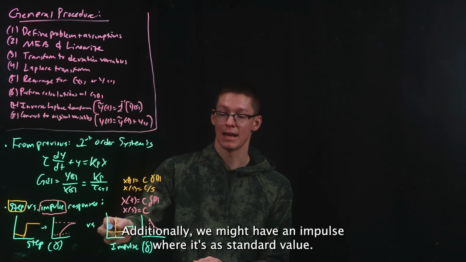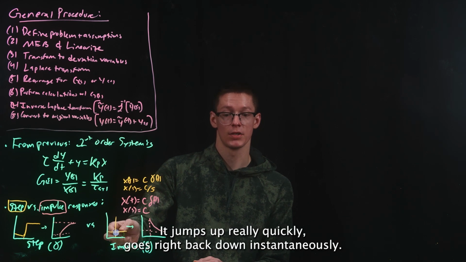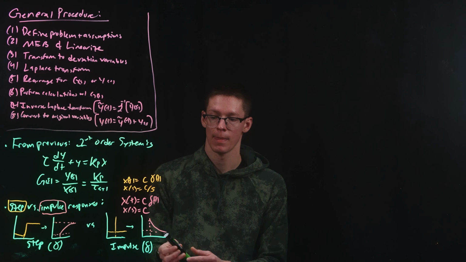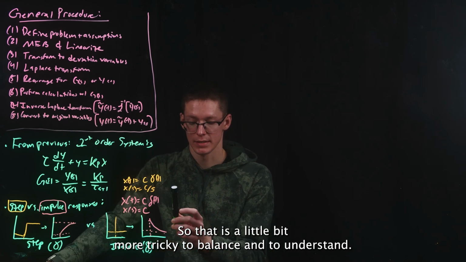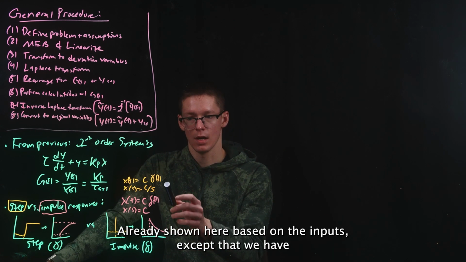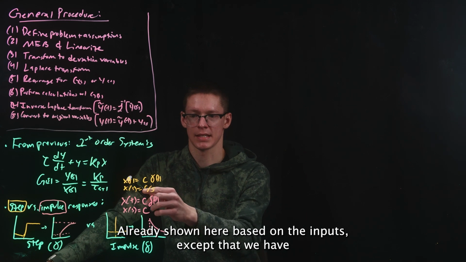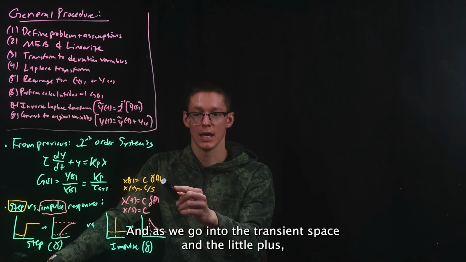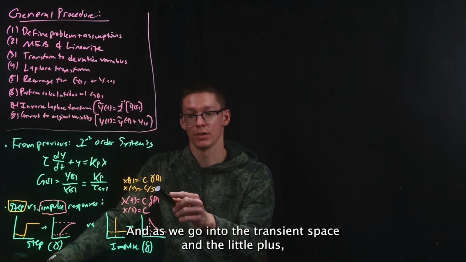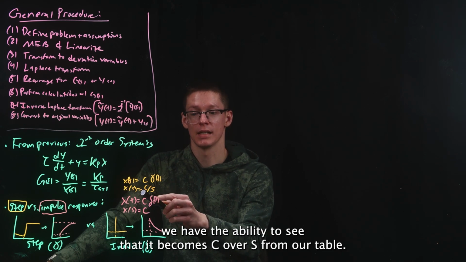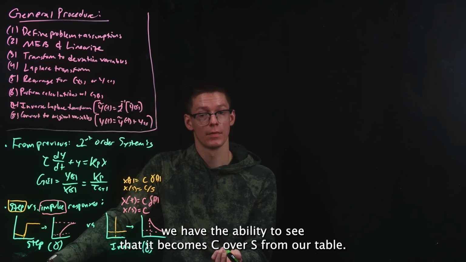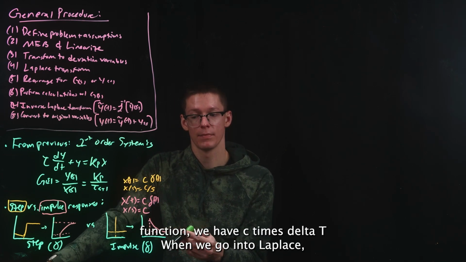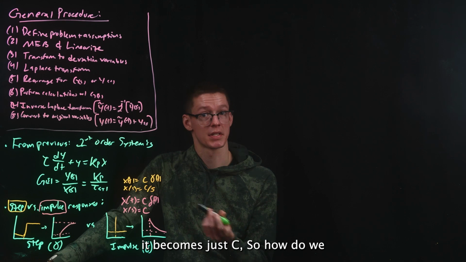Additionally, we might have an impulse where it's at a standard value, it jumps up really quickly, and goes right back down instantaneously. So that is a little bit more tricky to balance and to understand. I've already shown here, based on the input x of t, that we have some constant c multiplied by the step function. As we go into the Laplace space, it becomes c over s from our table. Our impulse function, we have c times delta t. When we go into Laplace, it becomes just c.